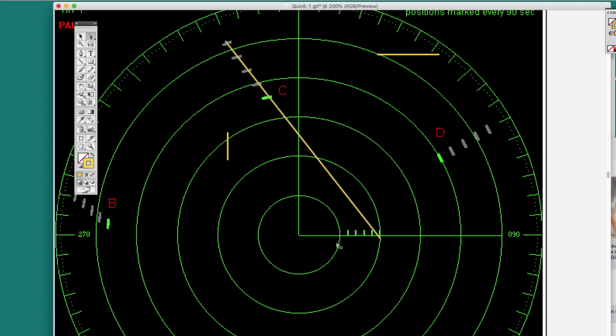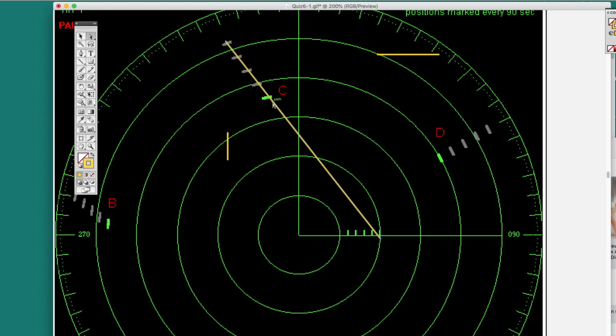So you get something like the CPA. See, this is the relative motion. This is the way this target's going to track right across that radar screen. So sometimes questions you might want to ask, or the helmsman might ask the radar operator, how close is this guy going to be when he passes in front of us? That would be this distance right here.